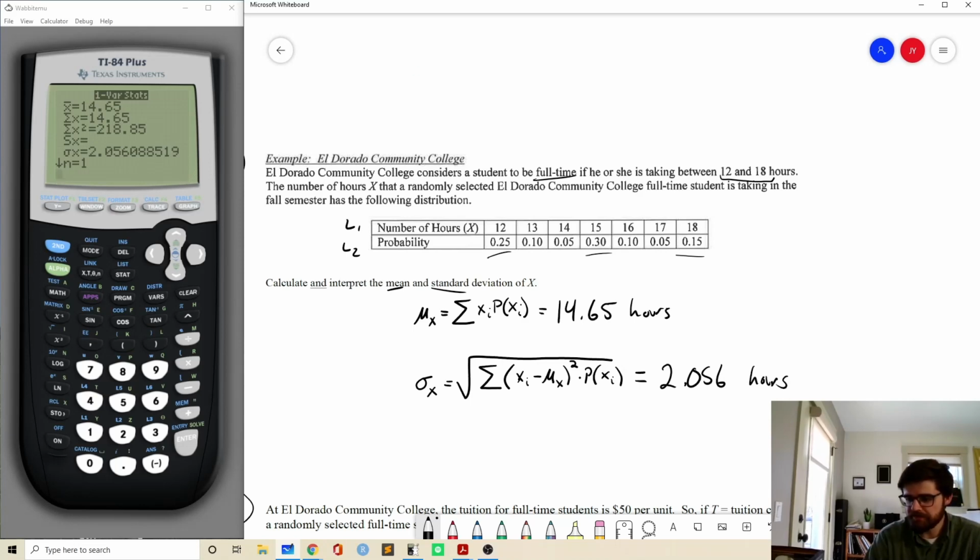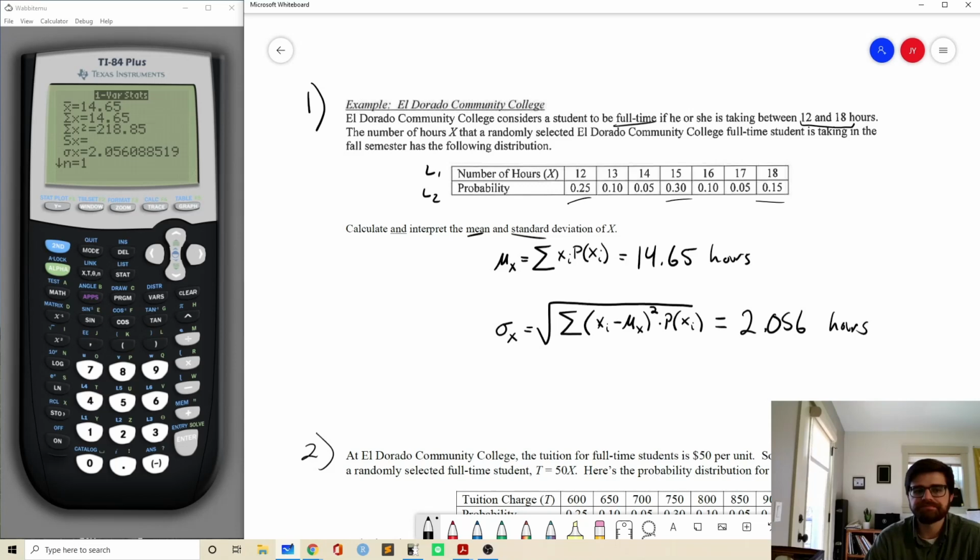Okay, so I've got my answers. I used the calculator to find those. Next, I want to take a second to interpret that. So the mean is 14.65 hours. So we know that a student can't take that many hours. They can take 14 or 15. They can't take some fraction of hours, probably. Well, definitely, we know the possible outcomes. We'd say something like this.